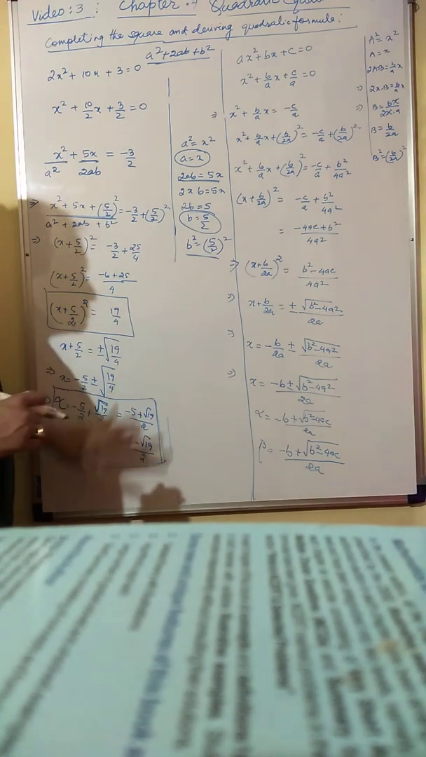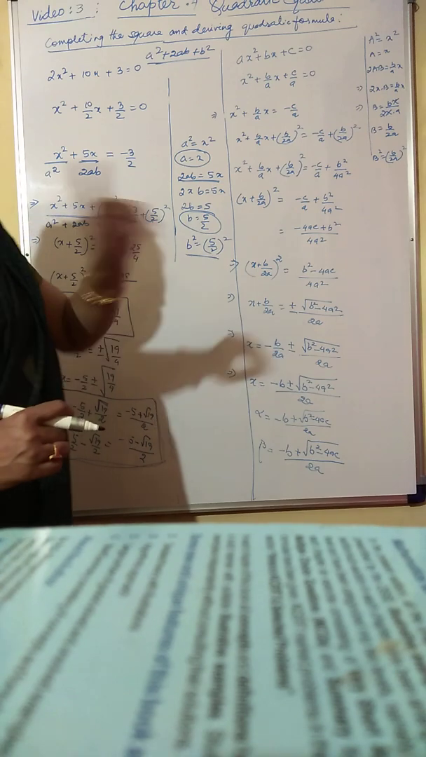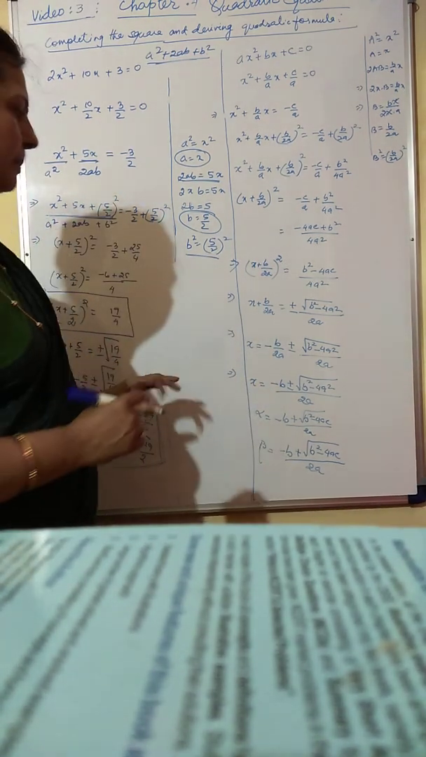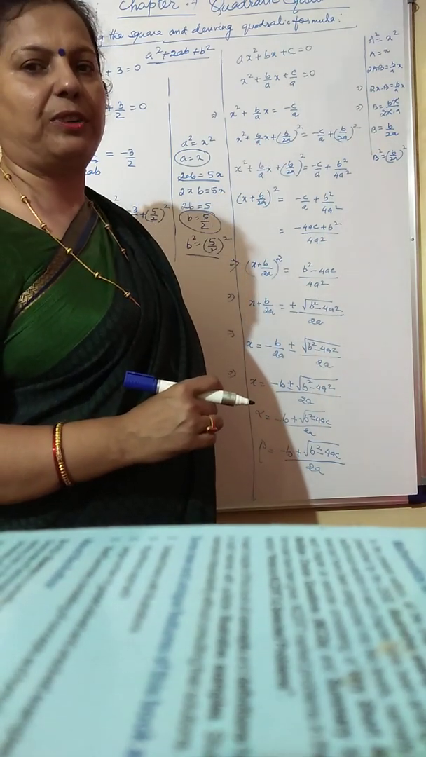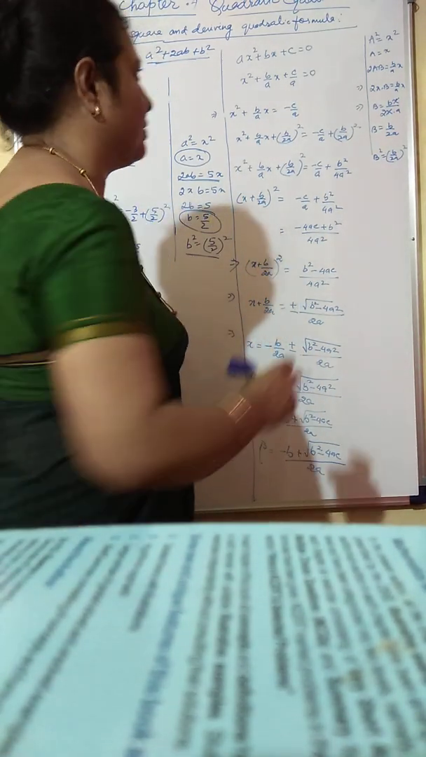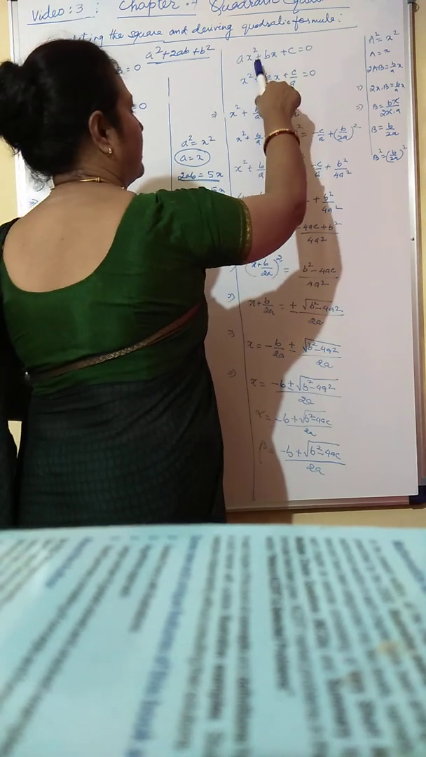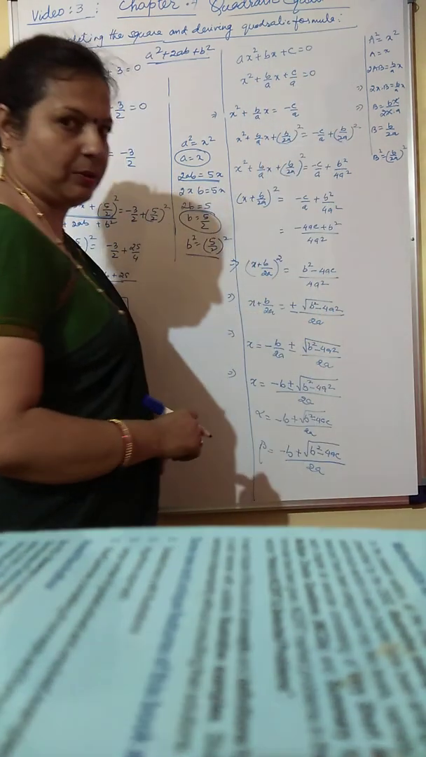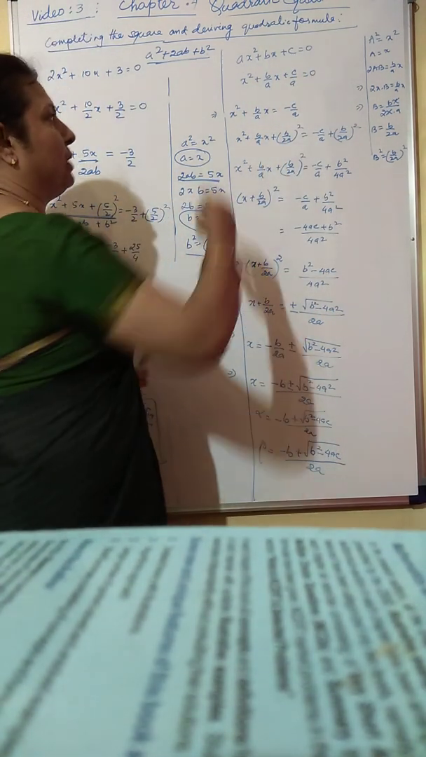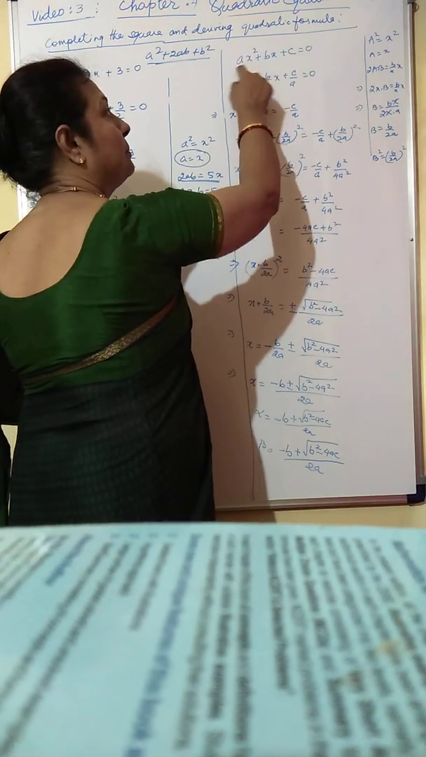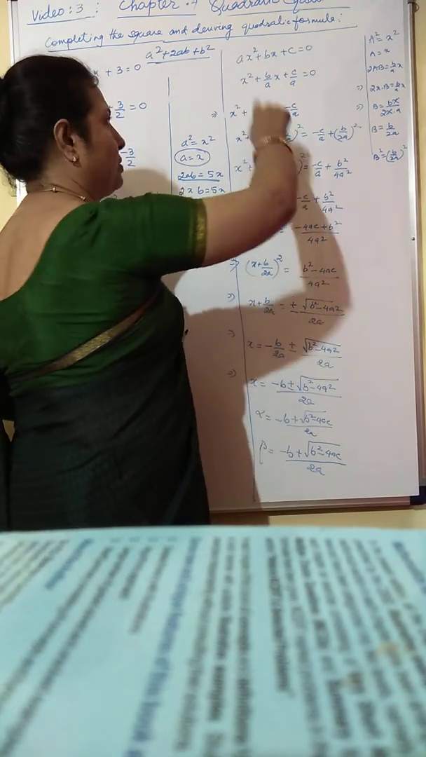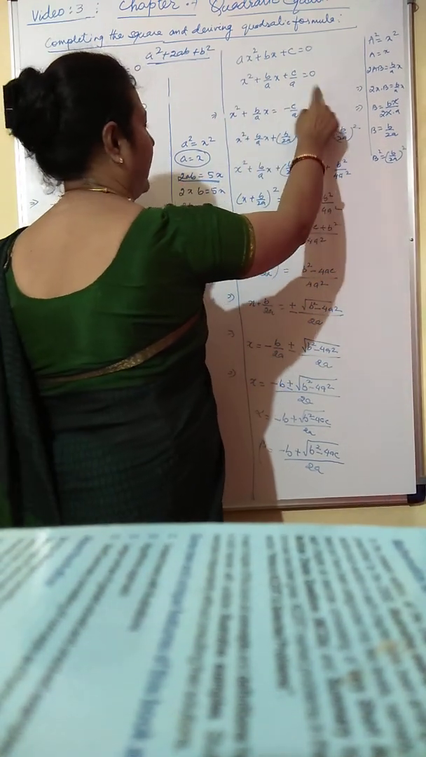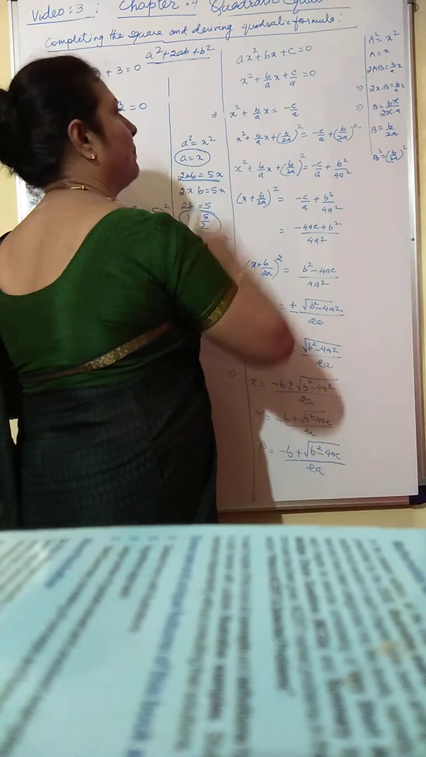Now I am going to use the same method to derive the quadratic formula. Now my first general equation: what is the general quadratic equation? It is in the form of ax square plus bx plus c equal to 0. Now something which I need to do is, I have to first reduce the coefficient of x square to 1. So I am dividing the entire equation by a. It comes up to this form.